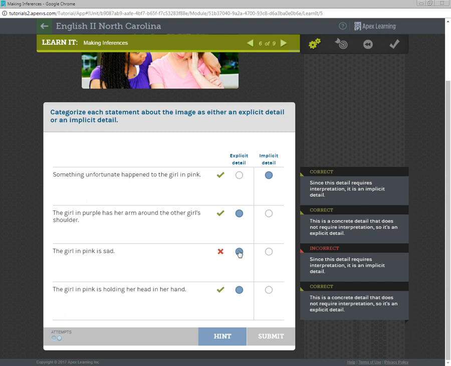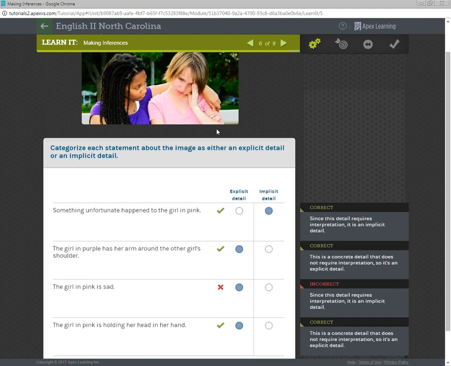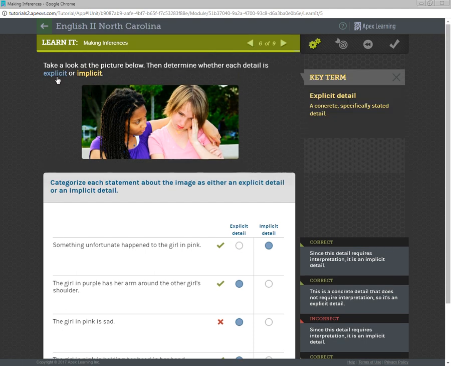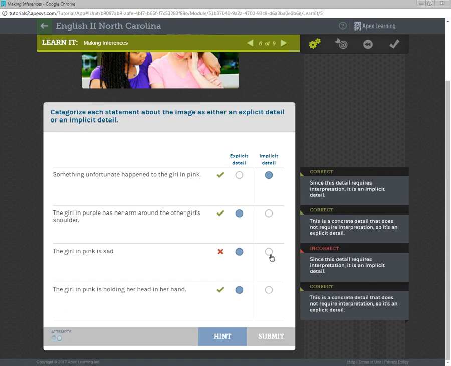So, the girl in pink is sad. That is not an explicit detail. It's actually implicit. We don't know if she's sad or not. We can assume, but it's not an actual detail that we know for sure, a detail that is concrete, specifically stated. So the correct answer is implicit.